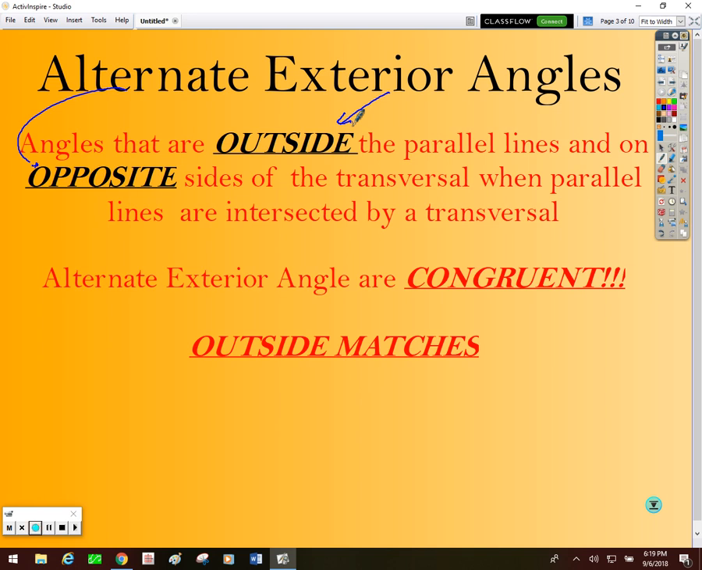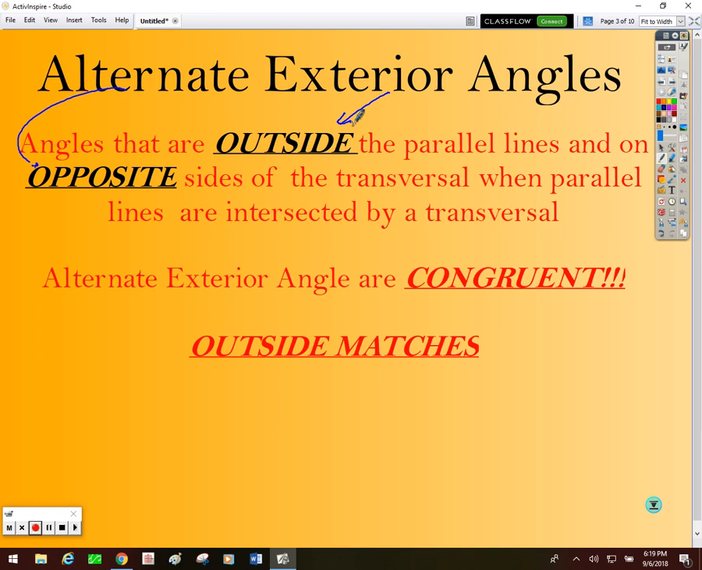Remember we talked about the definition of congruent means they have the same measurement. So whatever the measurement is for one, it will be the same for the other. We also call these outside matches. So if we're looking at one acute, find the acute on the other side. We'll talk about that more in just a minute.